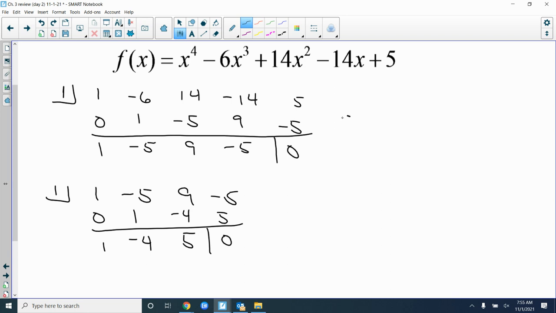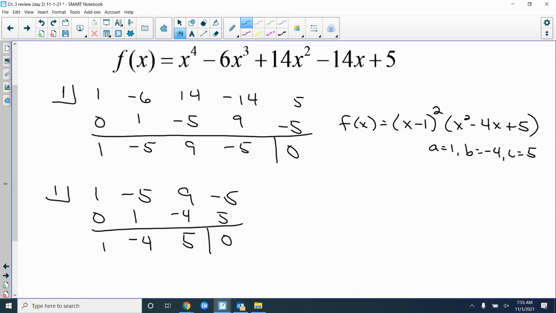So now f of x is x minus 1, which you can just make squared, because it's x minus 1 times x minus 1, and then times x squared minus 4x plus 5. So a is 1, b is -4, c is 5. And I got x equals the opposite of b, which is 4, plus or minus, let me make that a little bit better.